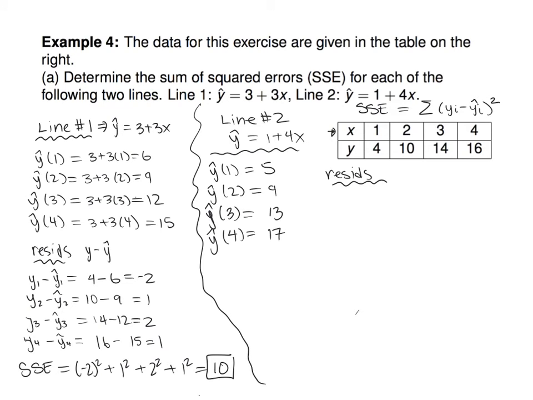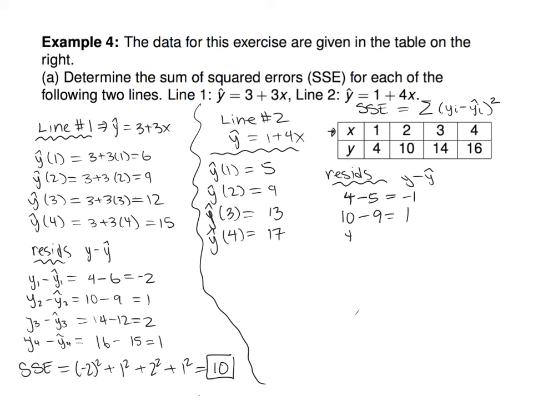So first we will do 4 minus 5, which is negative 1. That's for the first y and first y hat. Then 10 minus 9, which is 1.